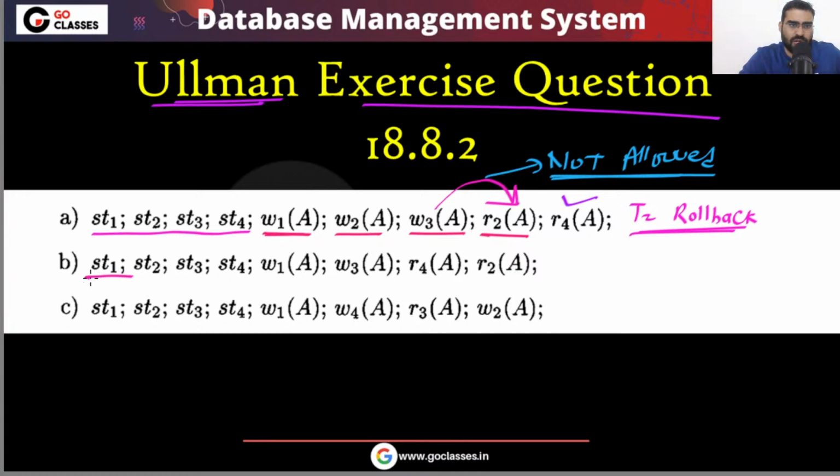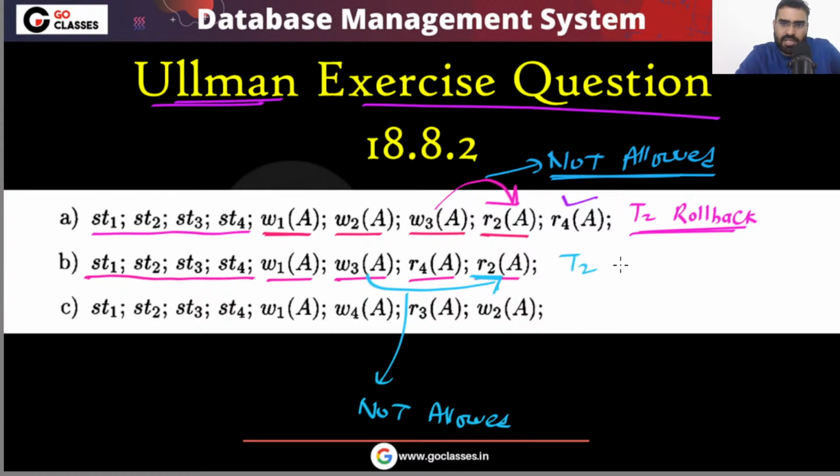Okay. In this question, what happens? 1, 2, 3, 4. This is writing item A. This is writing item A. This is reading item A. And then this is reading item A. This cannot happen, right? Yes or no? This is also not allowed. Again, you can see this is the problem. So again, here T2 will roll back.